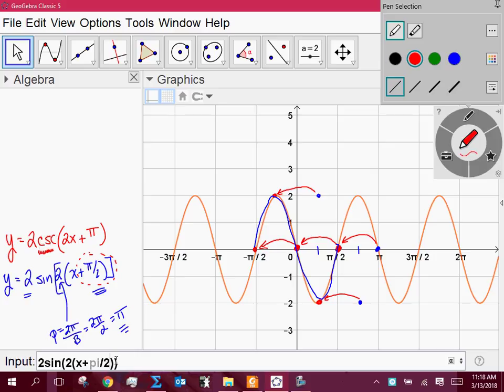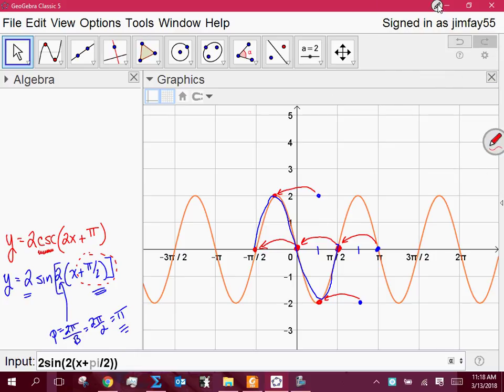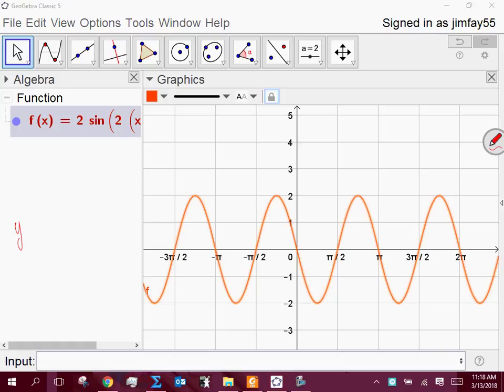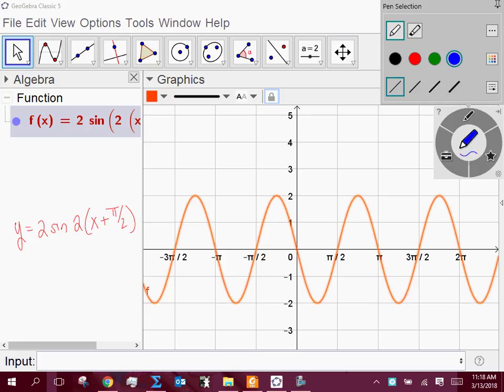Okay. So that orange curve right now is y equals 2 sine of 2x plus pi over 2. Okay? We didn't want to graph that, right? We wanted to graph y equals 2 cosecant of 2x plus pi over 2.